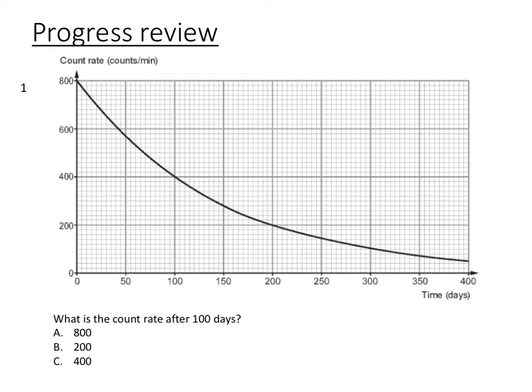Okay, so what is the count rate after 100 days? So the first thing we need to do is find 100 days. Okay, it says time in days here, so 100 days. So the reverse of what we've just done, we're going to draw a line up, meet the curve, and draw a line across. Okay, so it is 400.